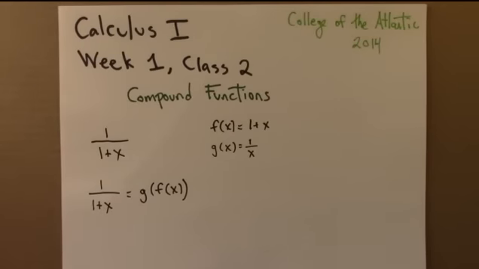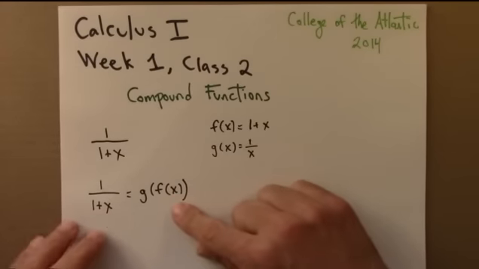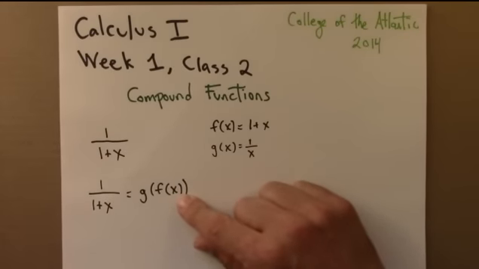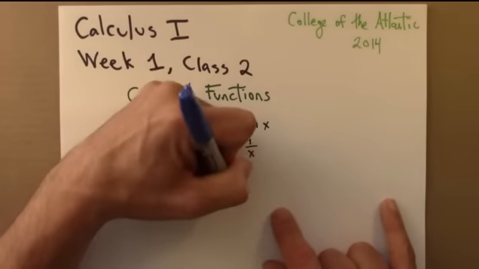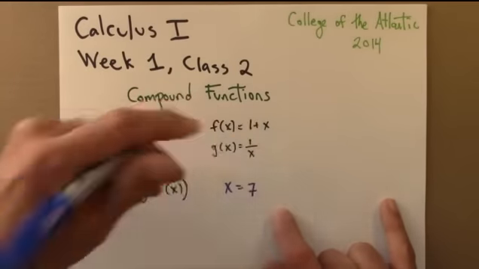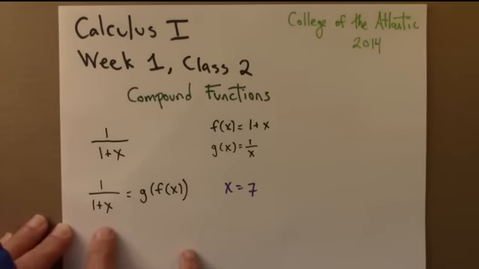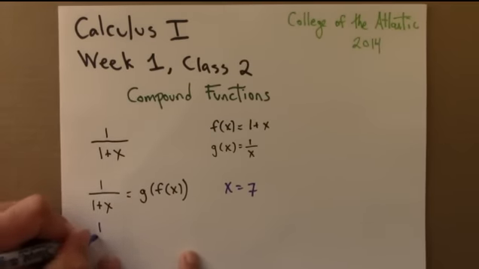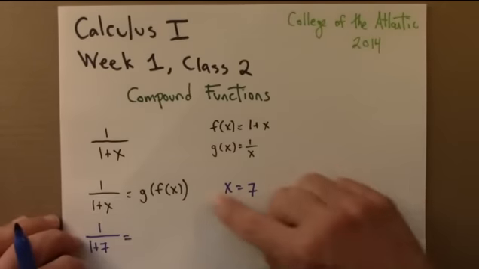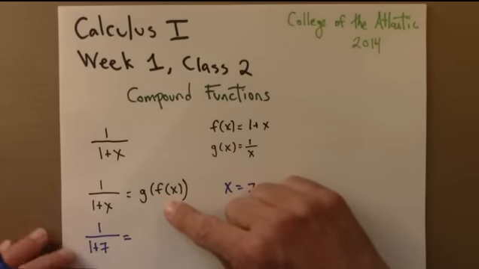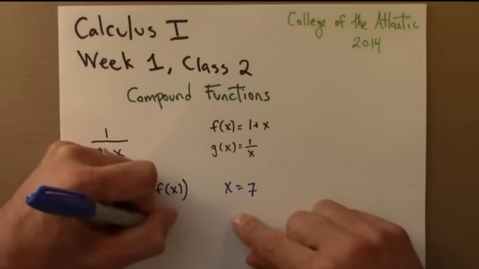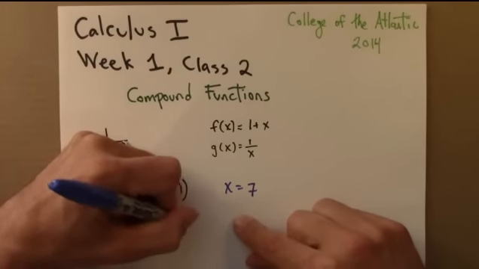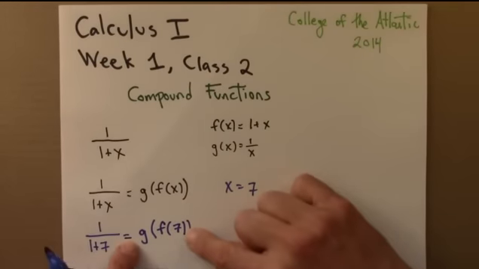So let me illustrate that with a number. If I plug in a number here, I think that will be clearer. So suppose I wanted to plug in x equals 7, just as an example. So I'll go over here. That's 1 over 1 plus 7. So now let's think about what we would do over here. So, well, I would do g of f of 7. And then you evaluate from the inside out.